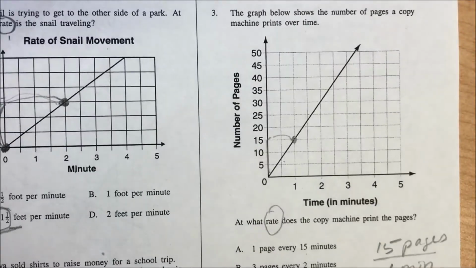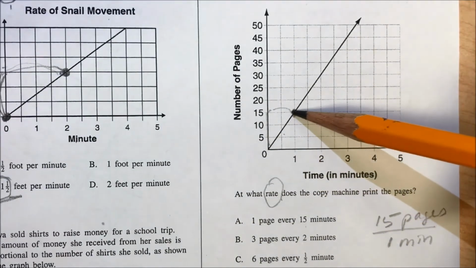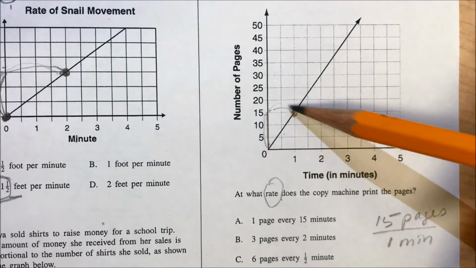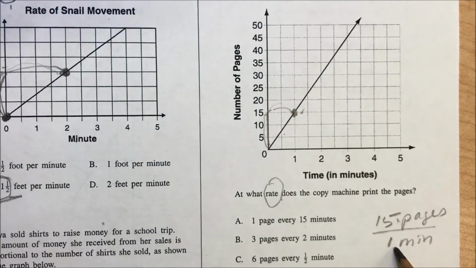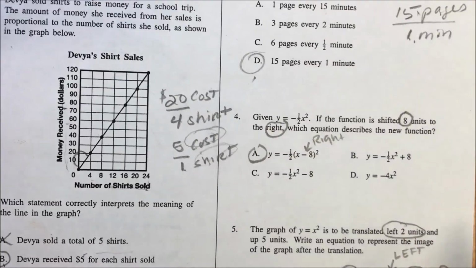Now we look at number 3. It wants the rate as well. So I find another point on the line. I go up 15 and to the right 1, so 15 over 1. That means 15 pages every minute. Answer choice D.